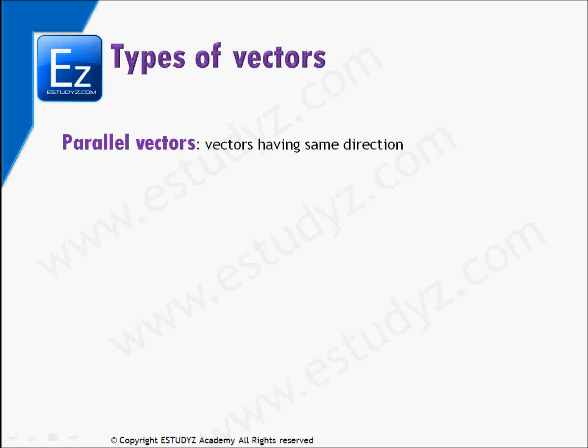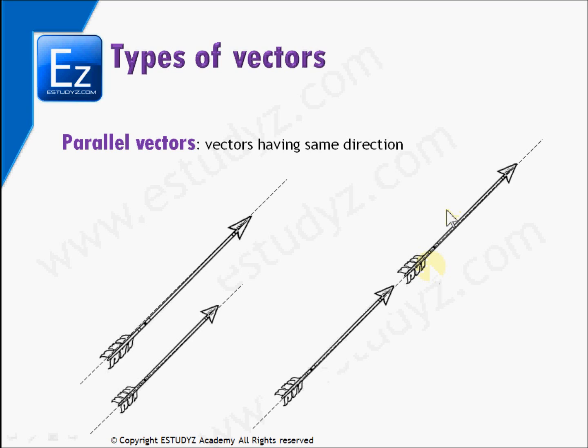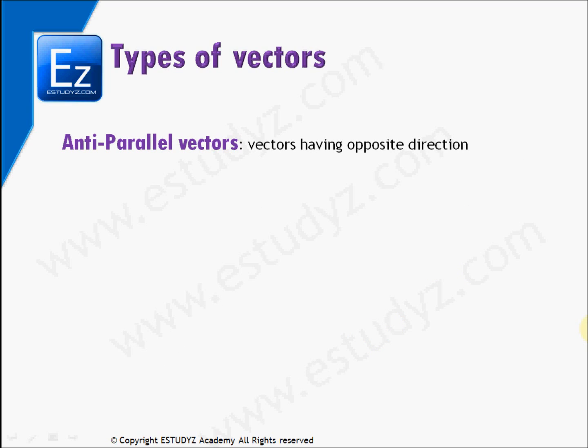Parallel vectors have the same direction or they are parallel to each other. A set of parallel vectors. Another set of parallel vectors. Anti-parallel vectors have opposite direction.